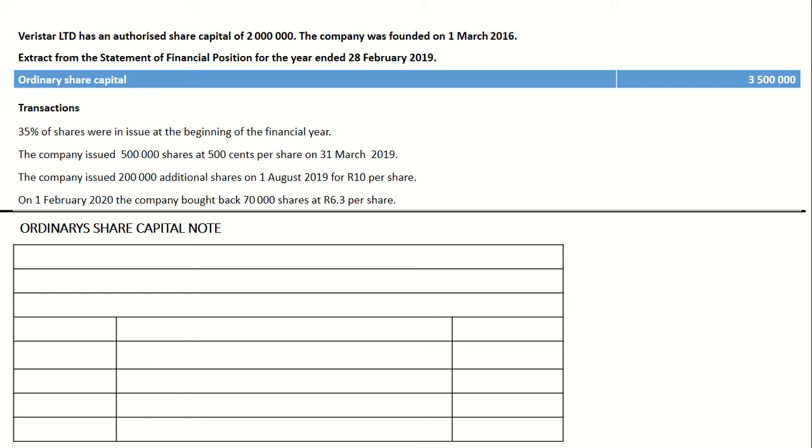Activity that is given to us. We are told that Veristar Limited has authorized share capital of G million. The company was founded on the 1st of March 2016. Extract from the statement of financial position for the year ended 28th February 2019.